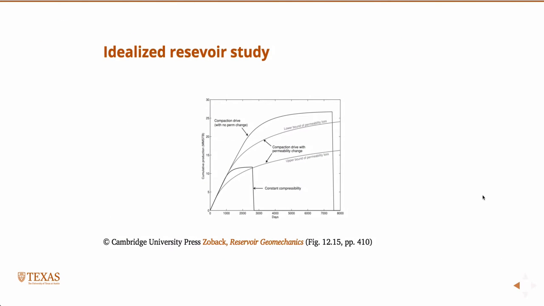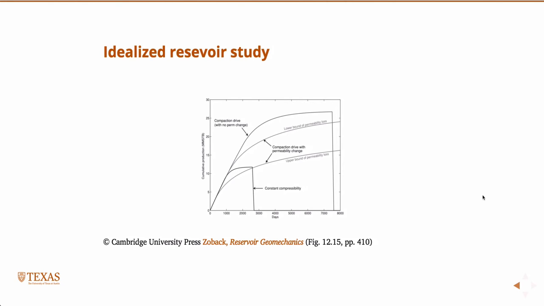The reason this is important is if you just look at an idealized reservoir, a made-up reservoir with single phase flow, they're going to run it for, I can't remember, I guess over 8,000 days, until it had a bottom hole pressure of 1,000 psi. So essentially, they produce at a constant rate, monitor the pressure, and when it reaches 1,000 psi, they shut in the well. These are cumulative production curves versus time, and if you just use a constant compressibility model, then this is all you predict.